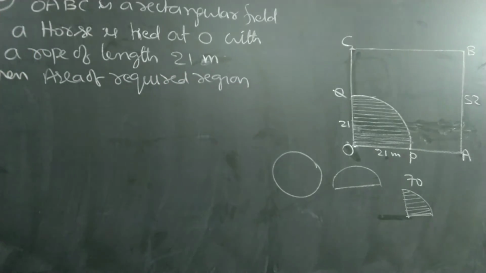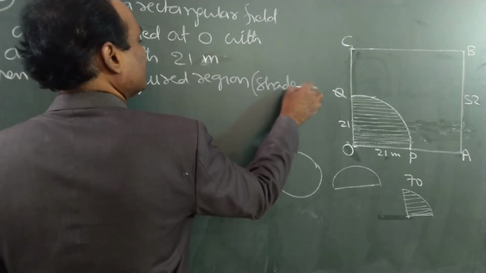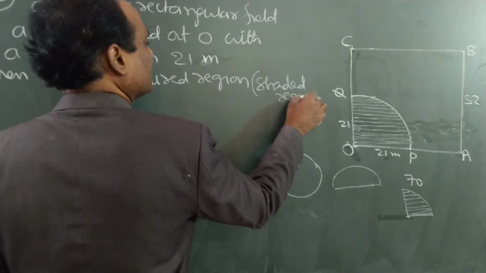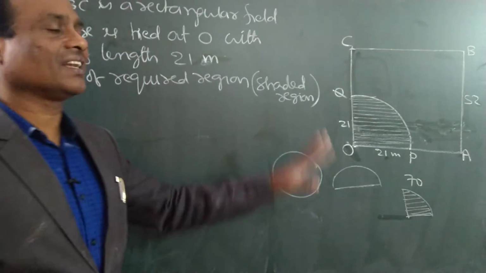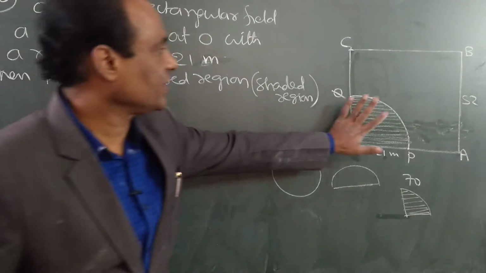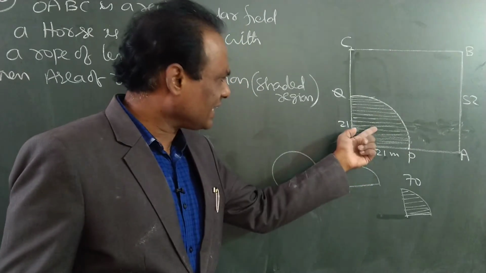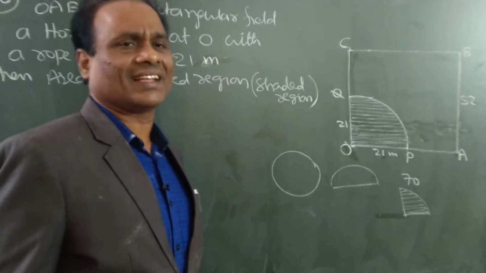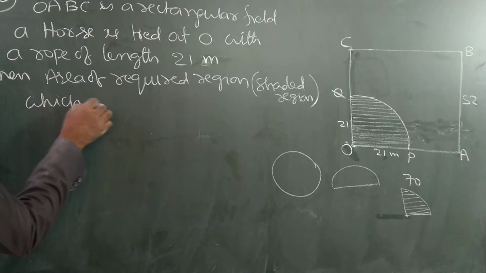The area of the required region is nothing but the shaded area, the shaded region. This area we have to find. What is the shape of this? It is clearly a quadricircle.